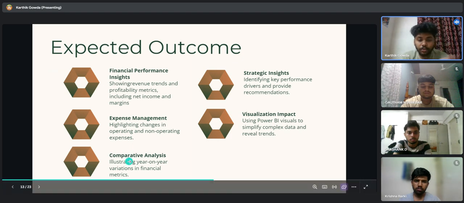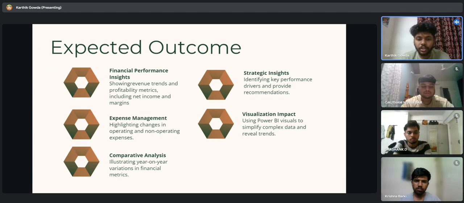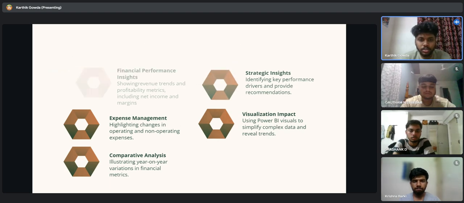So this is year on year; we have compared 10 years continuously, so that the comparative analysis will be the year on year significance. And we have strategy insights and visualization impact. Finally, the visualization impact will give you an overview of the projects. Using Power BI visuals, we have shown year by year what the company is expecting, and what the sectors are giving back to that.